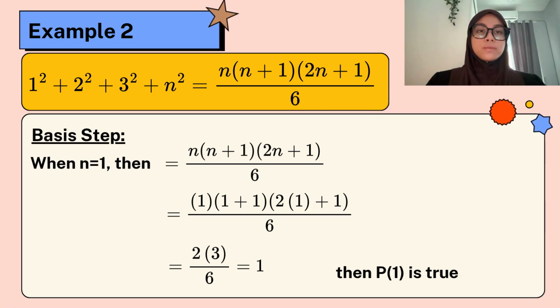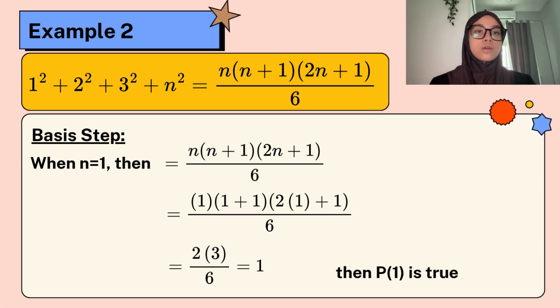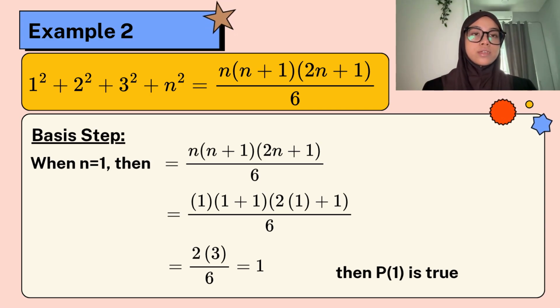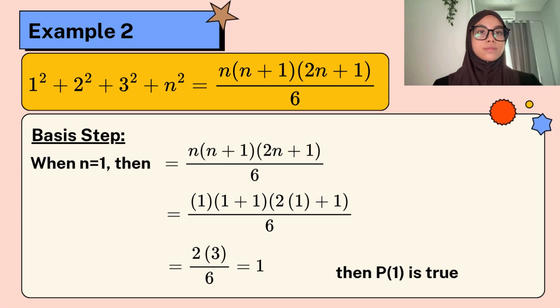First, we perform the basis step by letting n equal to 1. Now substitute n equal to 1 into the right hand side. On the left hand side, it becomes 1 squared equal to 1. Since the right hand side and the left hand side both equal 1, the statement is true when n equals 1. This confirms that the formula works for the first positive integer.